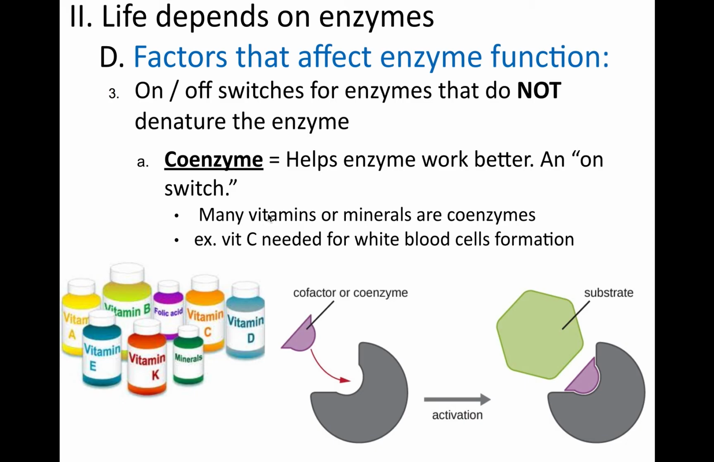So vitamin C, for instance, is needed for white blood cell formation. So that's why low vitamin C can be associated with lower immunity function. Though if you take in too much vitamin C, it's not going to make your immune system the best ever. There's a limit to how much you can take in. But that's still the basic idea. Without these critical vitamins, you're not going to do certain things that your body needs to be done.